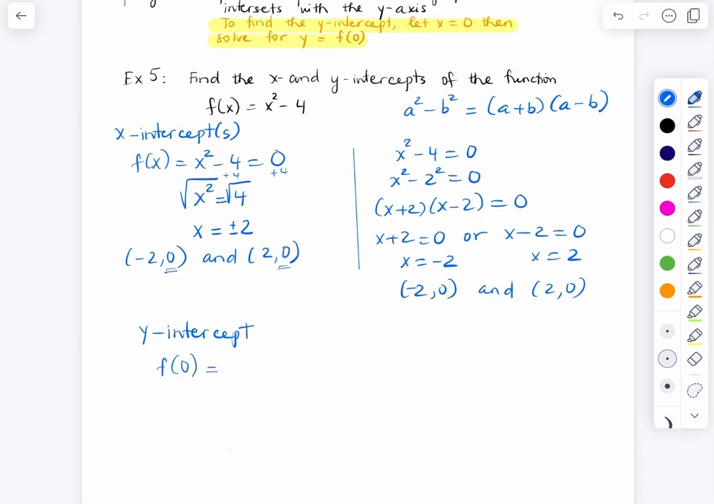That means we plug 0 in for x, so we're looking at 0 squared minus 4. Remember, the function f of x is defined by x squared minus 4. So when you substitute 0 in for x, you get 0 squared minus 4, which is 0 minus 4, which gives you negative 4. So the y-intercept is the point 0, negative 4. Remember, we let x be 0 in the beginning, so the x coordinate here must be 0.